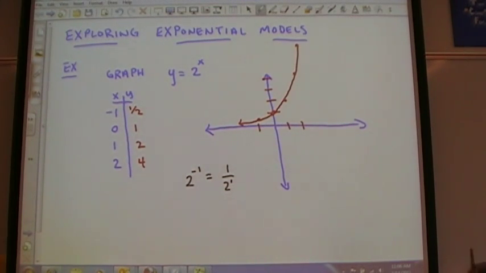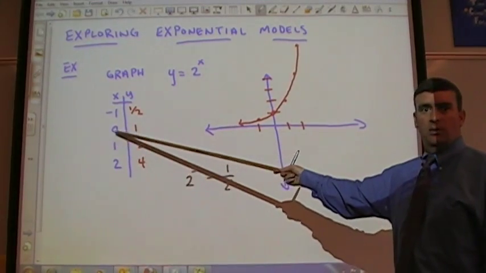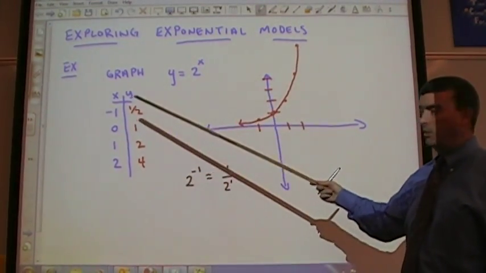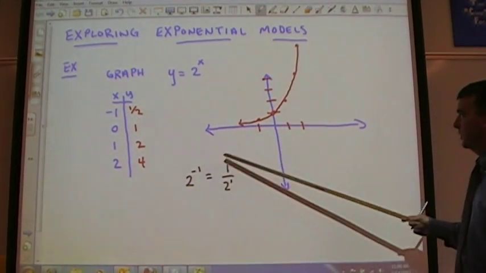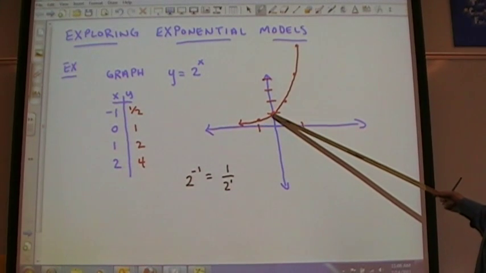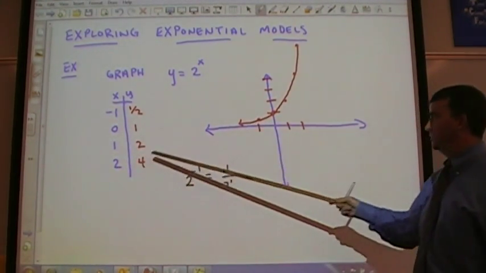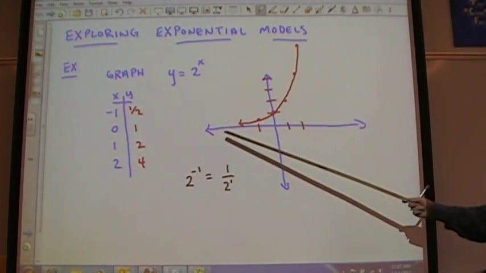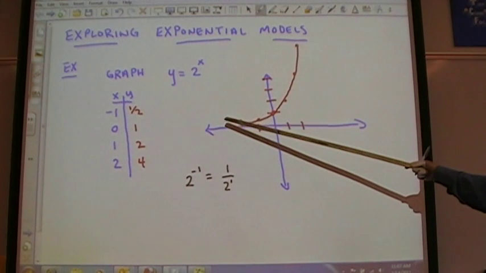This is the main point that we'll always use, because anything to the 0 power is always what? 1. So 2 to the 0 is 1. So here is the first point, -1, 1/2. Here's the second point, 0, 1. When you plug in 1, you get 2, and 2, 4. And there are those points. And it's growing exponentially. So this would be an exponential growth.